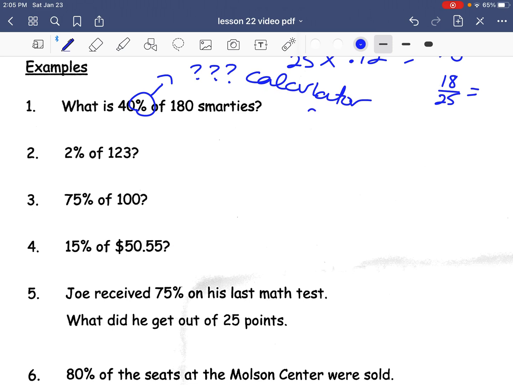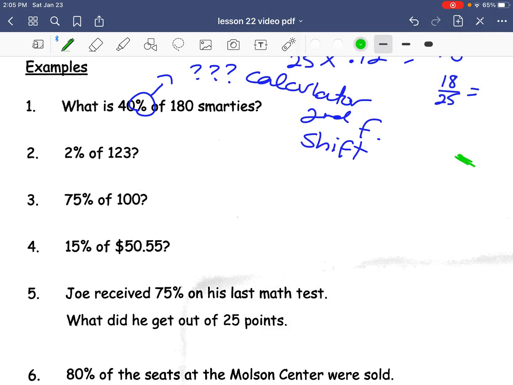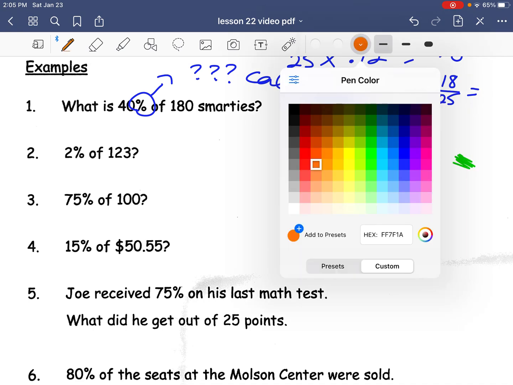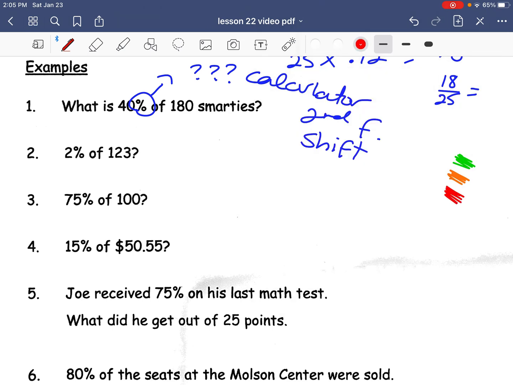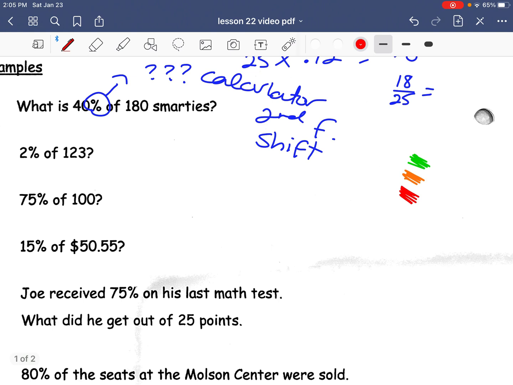You might have to use second function or shift. Those buttons might be green, they might be orange, and I have actually even seen those buttons as red. So really, depending on your calculator, you would have different shift buttons and different colors on the plastic part of your calculator. It's like the caps or shift button on a computer, same idea as your calculator. So if you have difficulty with that, please ask me where that percent button is.